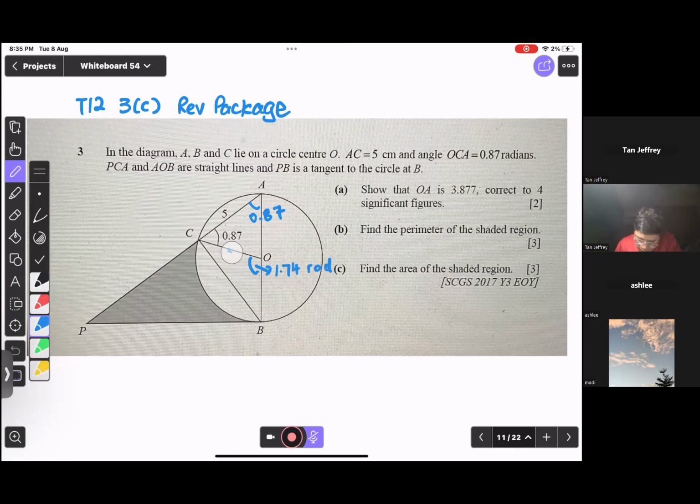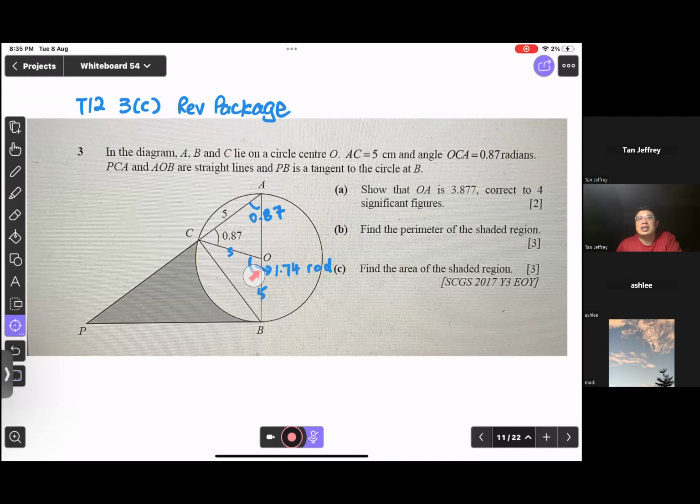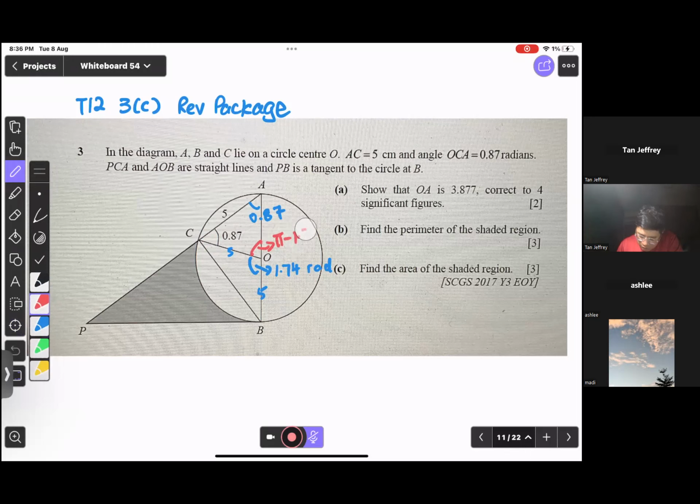This plus this equals this exterior angle of the triangle. The exterior angle of a triangle is 180 minus the other two angles. These three add up to pi. So this angle will be pi minus 1.74, since they must all add up to pi. Therefore, this will be 1.74. So you either do it in 2 steps, or you can straight away say that this plus this equals this one.